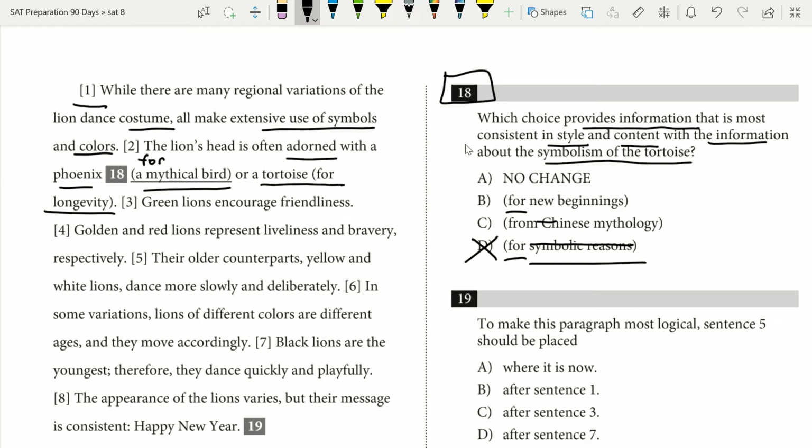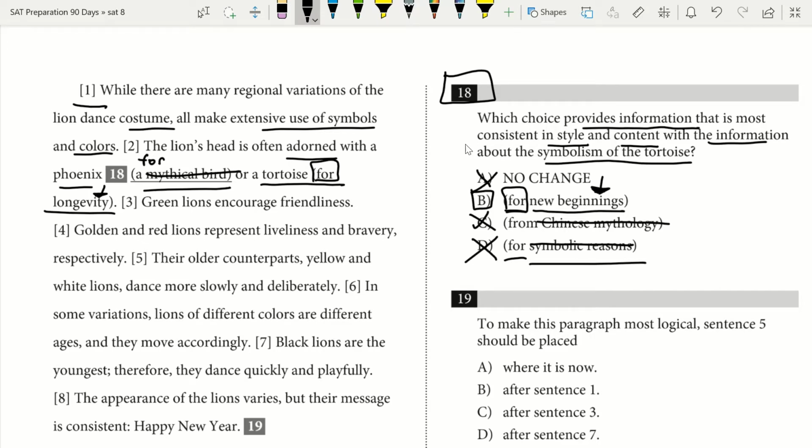Now from Chinese mythology, once again, that's not telling me the symbolic reason. A mythical bird, once again, not telling me the symbolic reason. I need it to tell me what the symbol means, what the reason behind it is. In this case, I have B, for new beginnings. It maintains the parallelism with the word for in both parts, and it also has the reason, the symbol, what it means. It means new beginnings, which matches that meaning of longevity. So I know my answer there is going to be B.